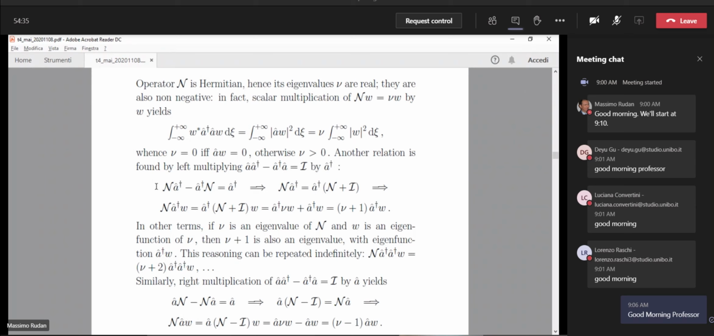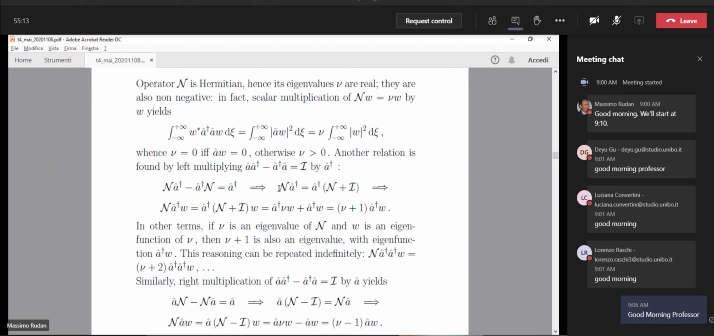If we bring this part with the negative sign to the right, we have that N followed by A dagger is equal to A dagger followed by N plus identity, okay? Now the issue is, what happens if we consider this new operator, N followed by A dagger, and apply the operator onto any eigenfunction W of N? Let's try to do it, okay?